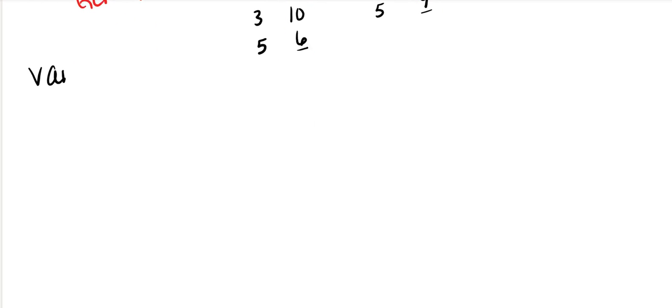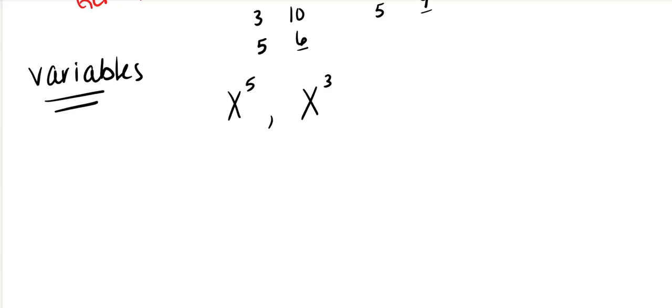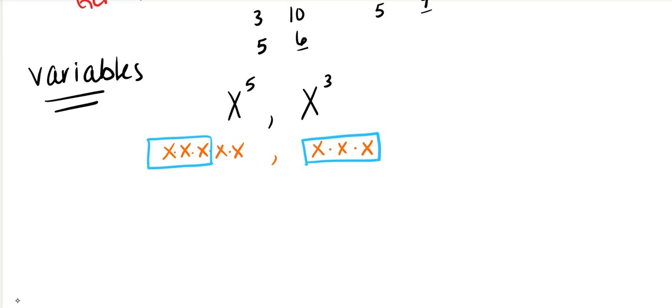For variables, it's a little bit different. Let's talk about what our powers mean on our variable. Let's say we have x to the 5th and x to the 3rd. Well, x to the 5th is really 1, 2, 3, 4, 5 x's multiplied together. X to the 3rd is 1, 2, 3 x's multiplied together. What do they have in common? 3 x's. So when dealing with variables, you're looking for the smallest power of the shared variable.